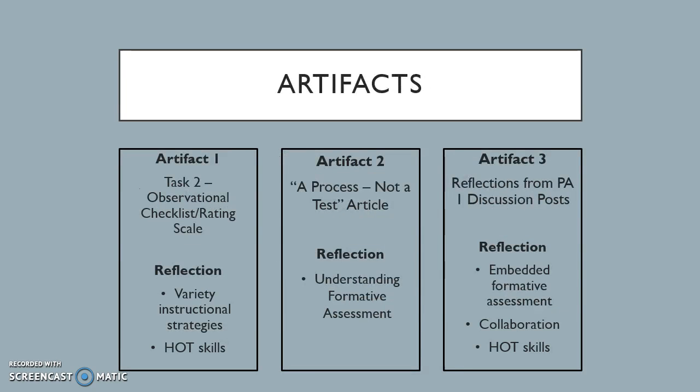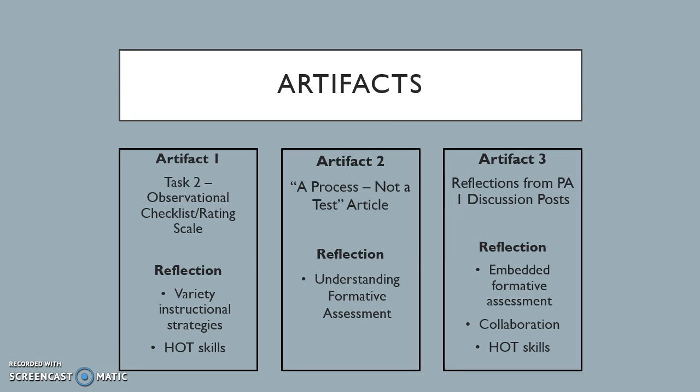My first artifact was Task 2, in which I did an observational checklist and rating scale for a project that I've used for a number of years now in my 8th grade math classroom. What I learned when I was doing my reflection is that I have not used this instructional strategy or this assessment strategy enough in my classroom. I also focused on the fact that higher order thinking skills need to be embedded throughout this project that I did and throughout the classroom in every aspect of it.